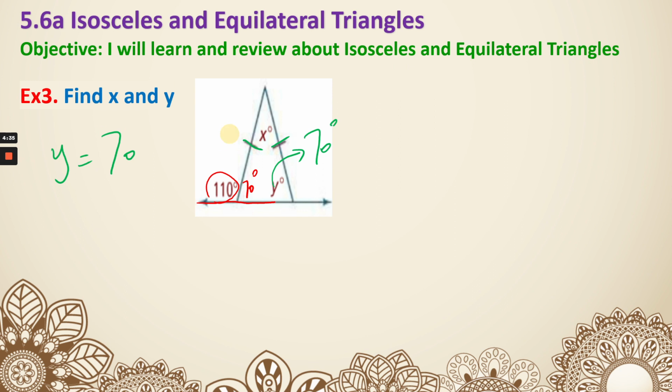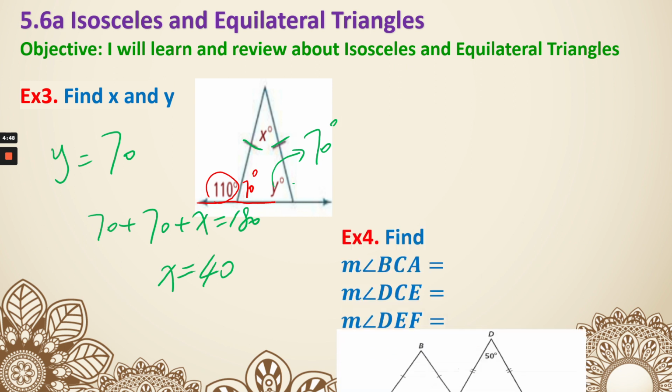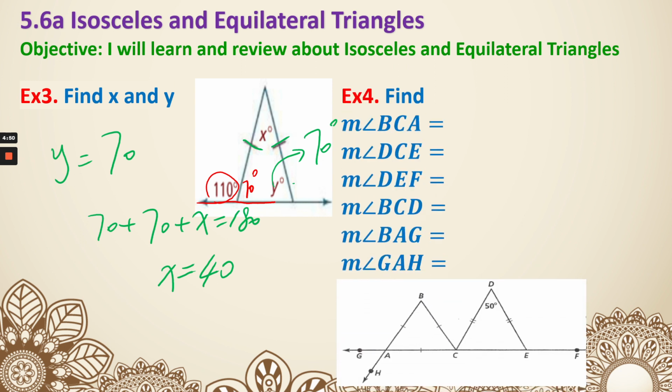Next, example 4. We have quite a few angles we need to find. First, we see these 3 are marked the same. That means these angles are 60 degrees. Next, since that angle is 50 and these 2 sides are the same, I can call that x, then this will be x. 50 plus x plus x is 180. So x is 65. And these are 60.